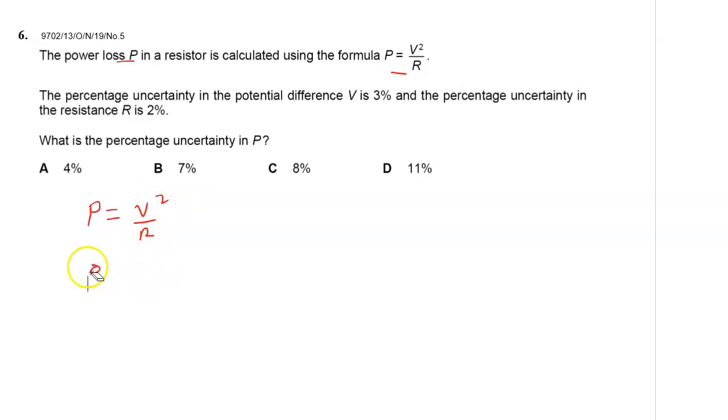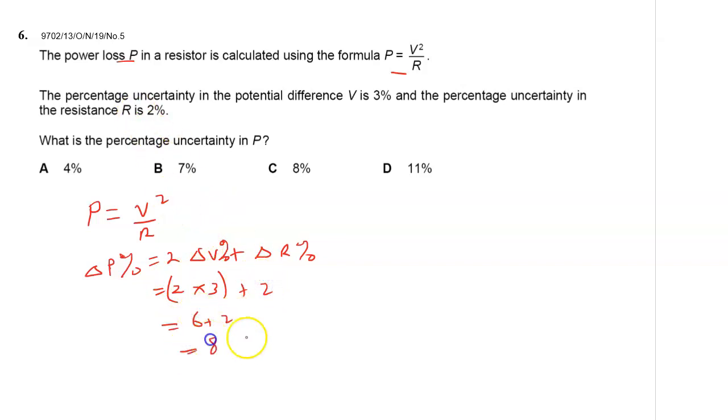Therefore, the percentage uncertainty of P will be 2 times the percentage uncertainty of V plus the percentage uncertainty of R. So this will be basically 2 times 3, plus 2. So this will be 6 plus 2, giving us 8%. Answer is C.